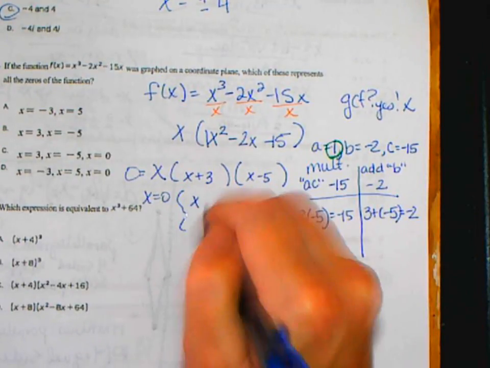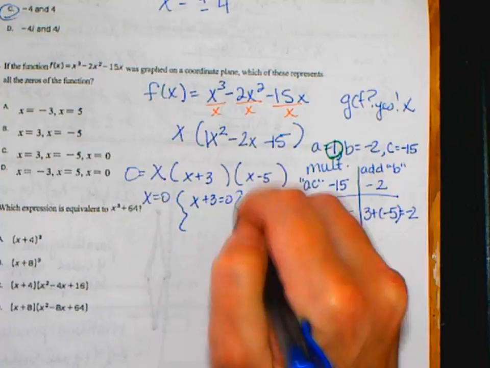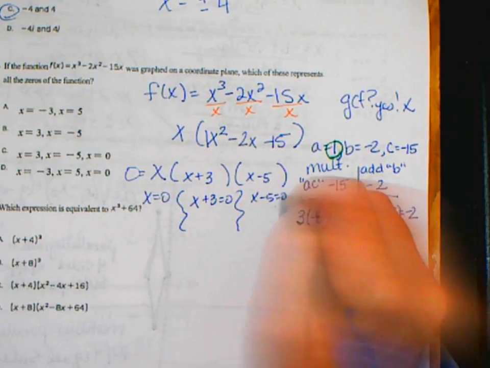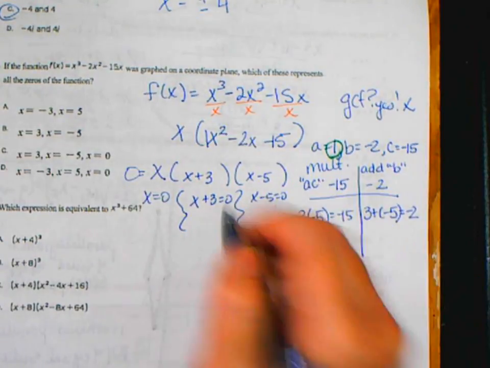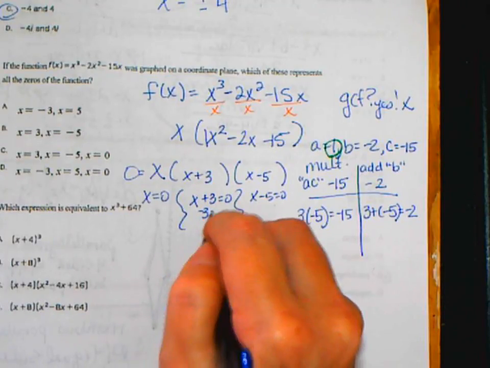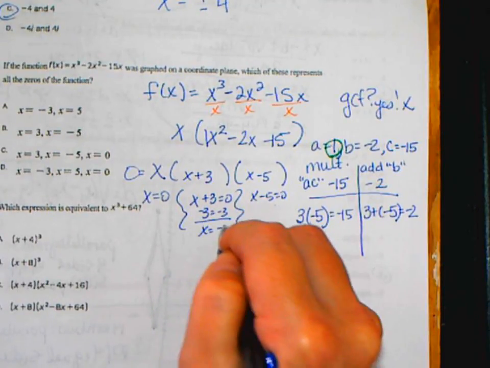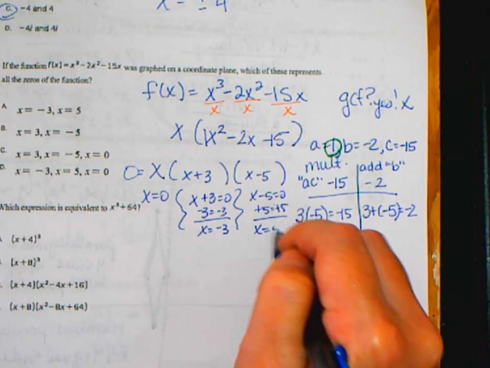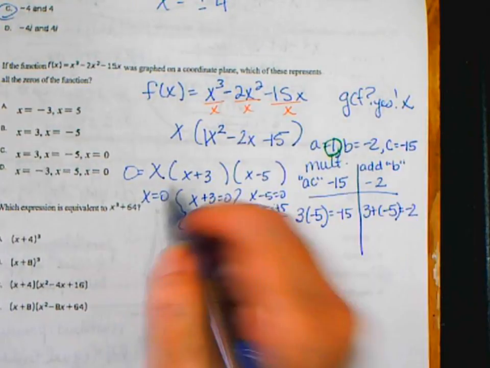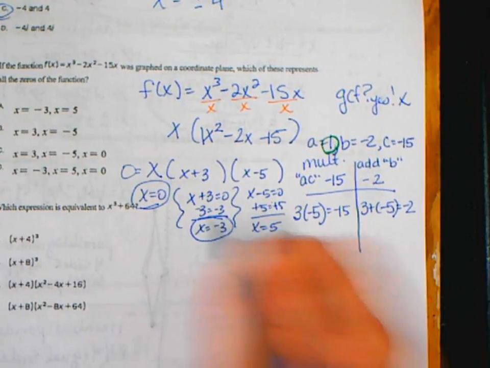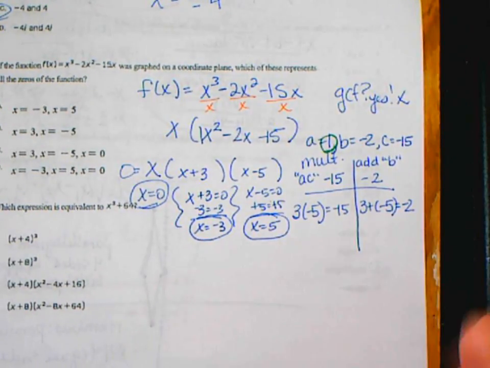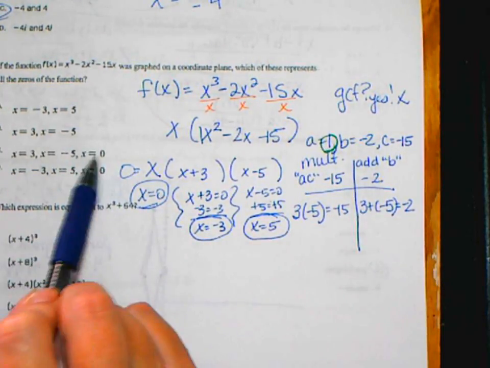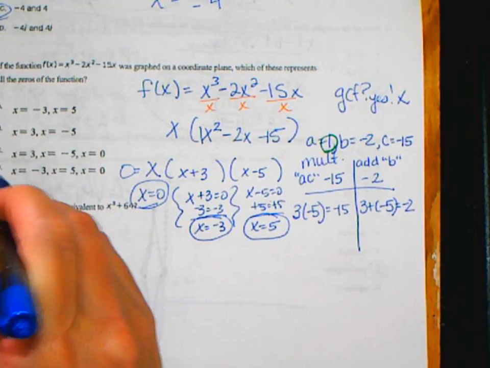And then I'm going to set x plus 3 equal to 0 and x minus 5 equal to 0. So remember, I'm solving for x. So I have three solutions: 0, -3, and +5. So that would be option D.